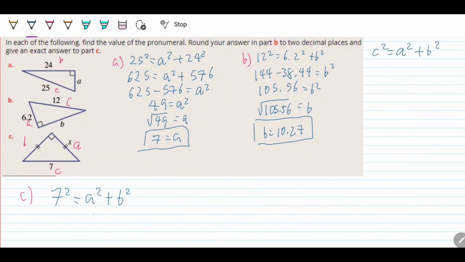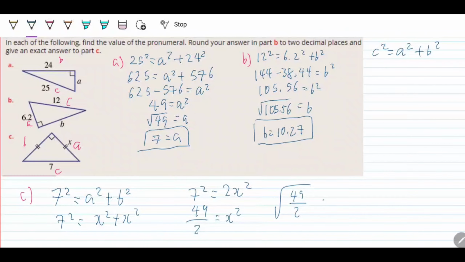We know that A squared is the same as B squared because they're both X, because these two lines represent the same length. So 7 squared equals x squared plus x squared. So 7 squared equals 2x squared. What we're left with now is 49 divided by 2 equals x squared. And we just need to square root 49 over 2 to get x. And that should be the same as 7 over square root 2.